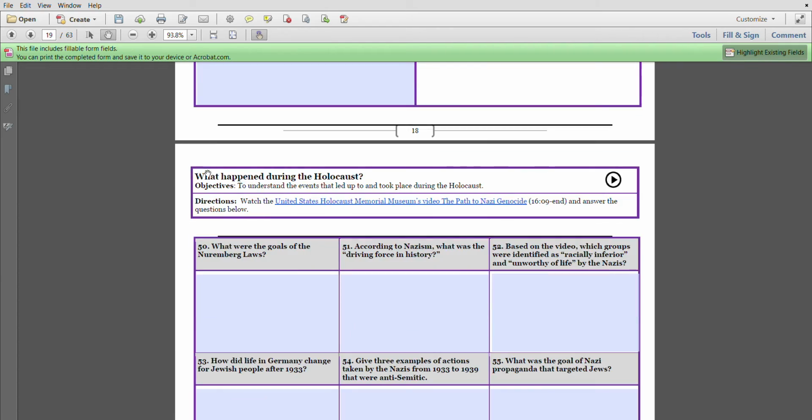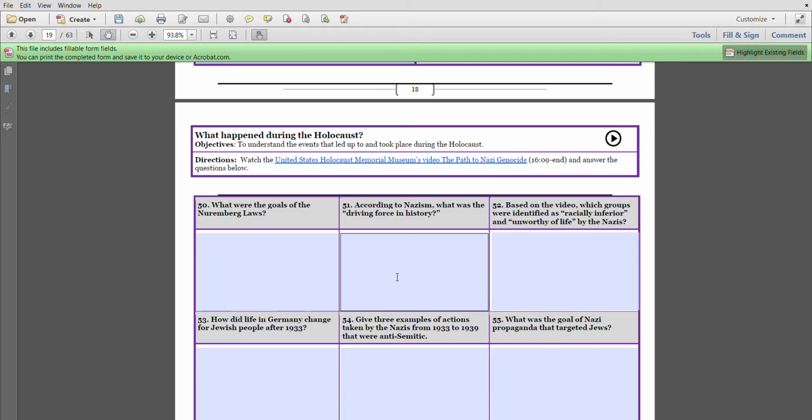Page 19, what happened during the Holocaust? Objectives: to understand the events that led up to and took place during the Holocaust. You're going to watch the video linked here, the United States Holocaust Memorial Museum's video, The Path to Nazi Genocide. You're going to watch it only from minute 16 to the end. So fast forward to minute 16 and then watch the video through the end and answer the questions below.